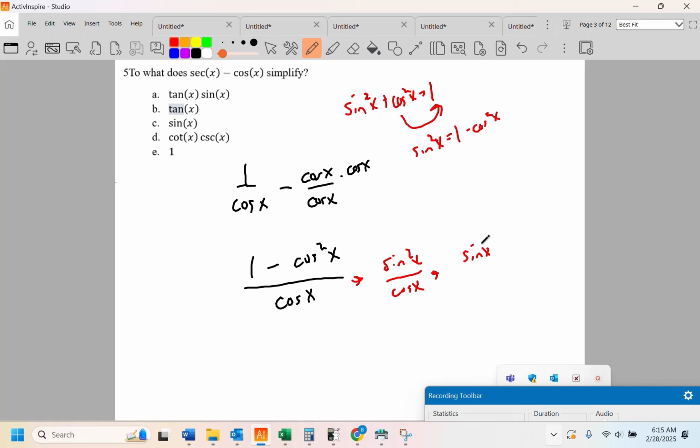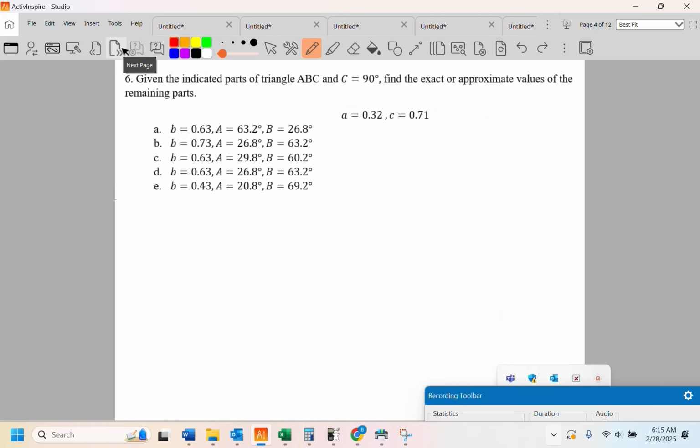Now, if I break the sine of x apart, I can see this right here, and that is tangent of x. So I have tangent of x times sine of x. There we go. Easy peasy lemon squeezy.